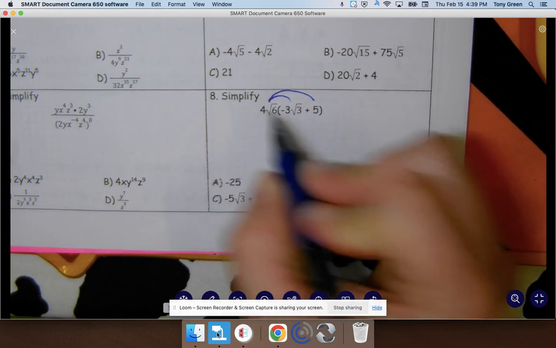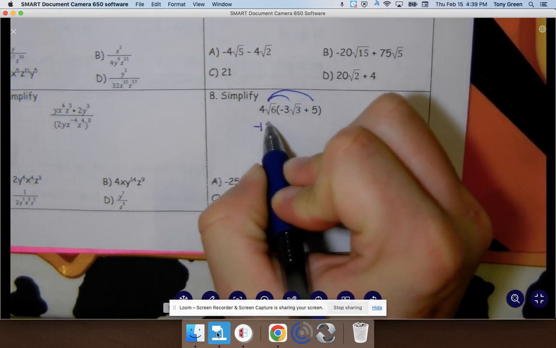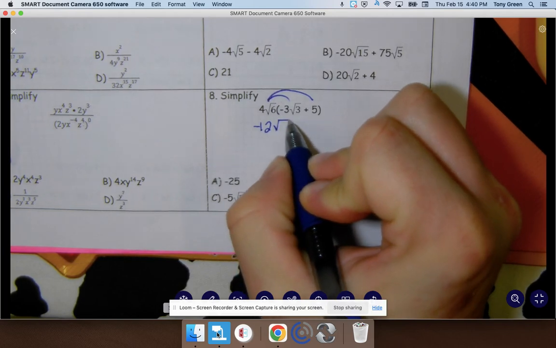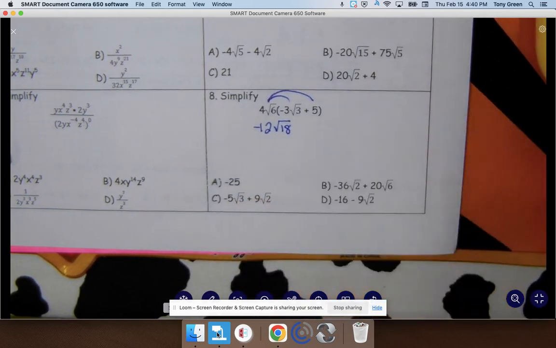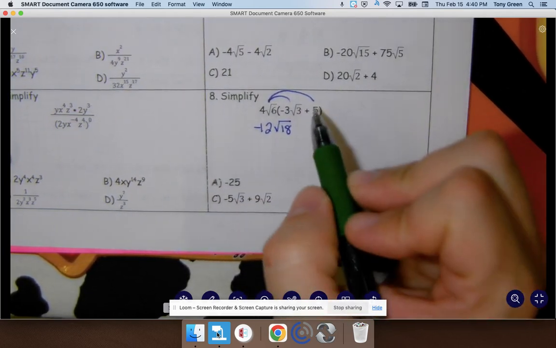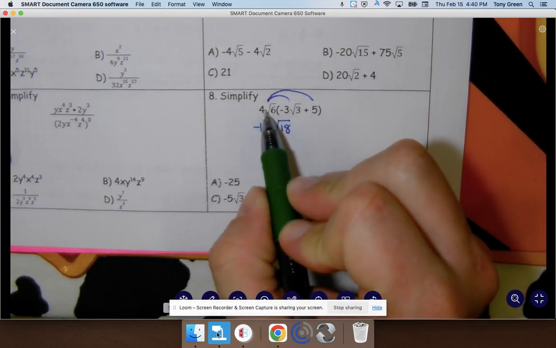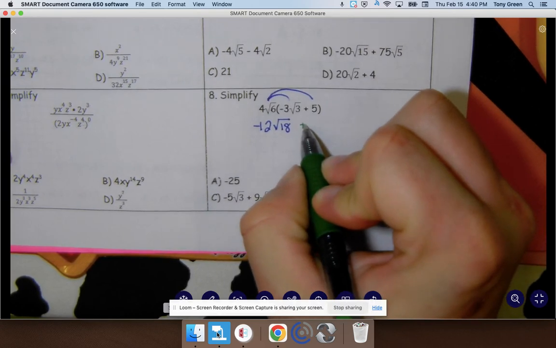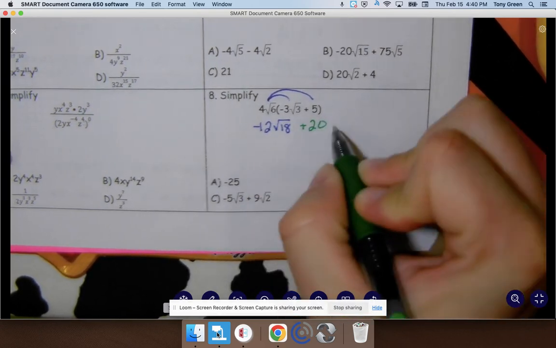Negative 3 times 4 is negative 12. Square root of 6 times the square root of 3 is the square root of 18. And now let's do the other one. 4 square roots of 6 times 5. 4 times 5 is 20. And then we still have square roots of 6.